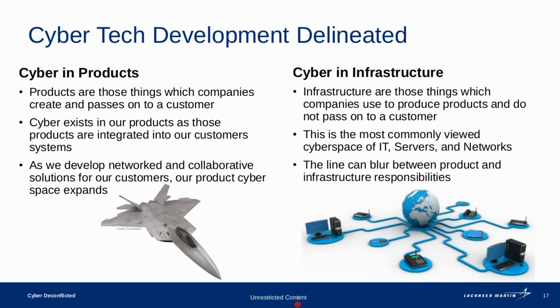Now, understanding that, there was an interesting finding about cyber and products versus cyber and infrastructure. Cyber and products are things like a lot of the NIST or the RMF or all these other controls that focus on both in some ways. But products are things that we create and pass on to a customer. They get ingested and may get implemented in their network, but they're out of the contractor network. Whereas cyber and infrastructure are those things which companies use to produce products and do not pass on to a customer. So, I'll go back to Lockheed, we have our infrastructure, which has its own players and actors and analysis, and that infrastructure creates products, which has its own actors and policies and oversight and analysis.